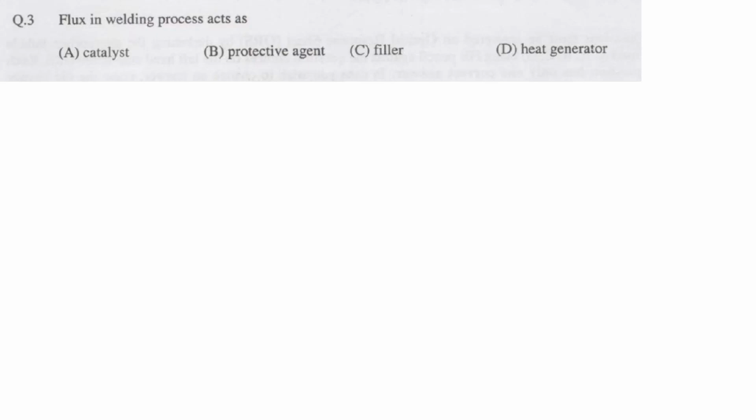So the first question is: flux in welding process acts as. It is asking about the flux. During the welding, suppose we have the rod, then the flux can be inside or maybe on the outer layer, right? Like this, when we have an electrode. There is another case where we will have the non-melting electrode like tungsten, but we will put some granules and that will be the flux, right?